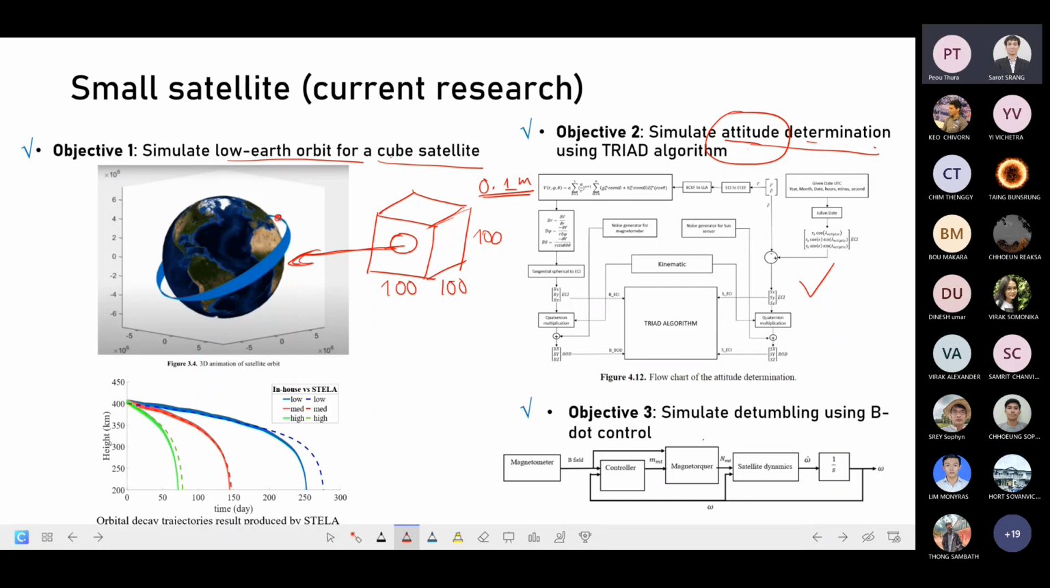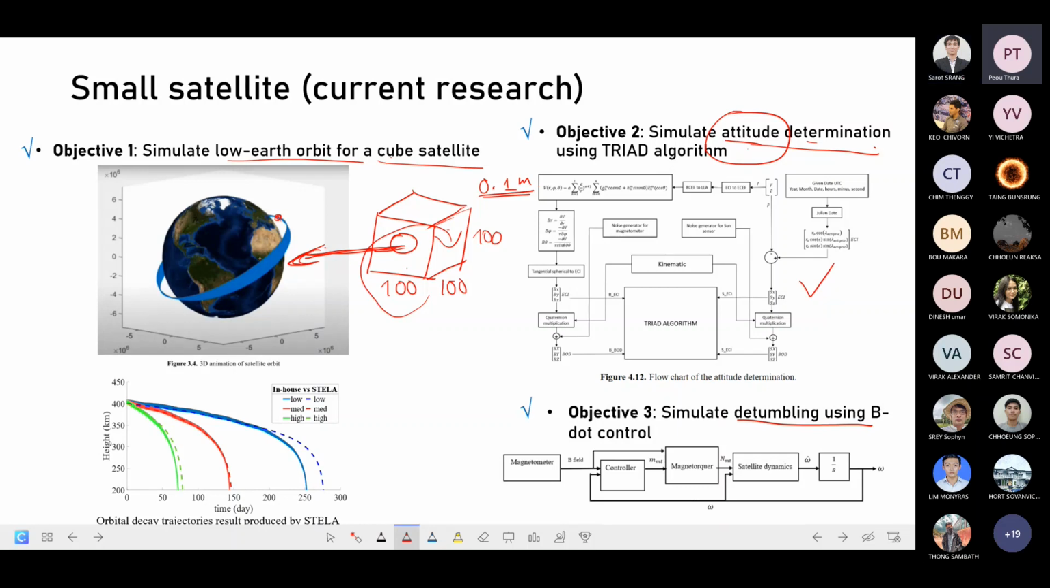And we also simulate detumbling using B-dot control here. Detumbling means that for a satellite floating in orbit, without any controller, due to small disturbances, it could be Earth's magnetic field or solar radiation or solar flare, it can start to rotate by itself, randomly. So detumbling means we use a control technique to stabilize it and reduce the rotation, not allowing it to rotate, but making it always point to the Earth, for example.